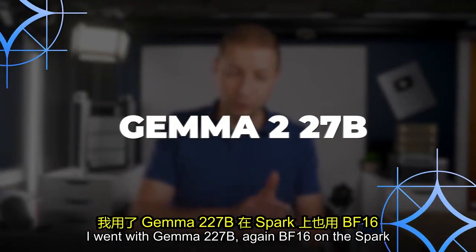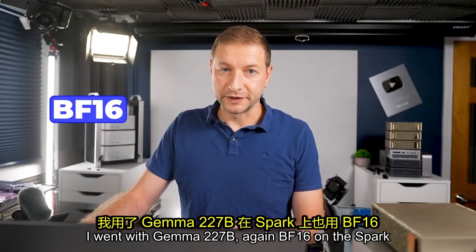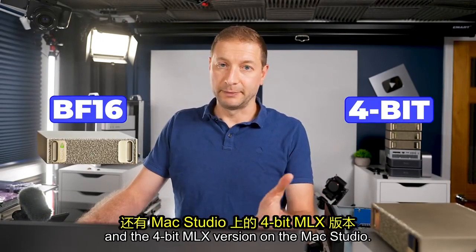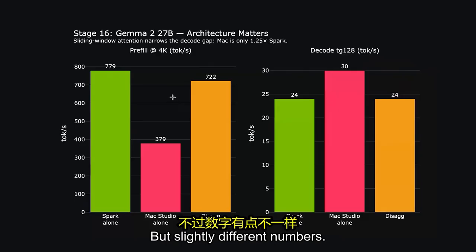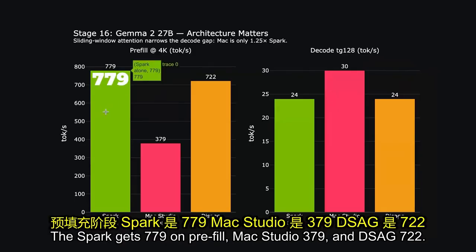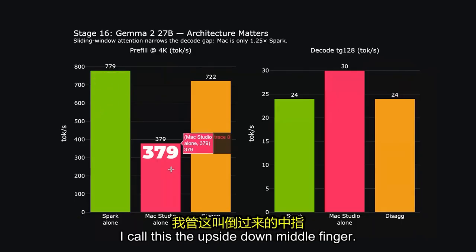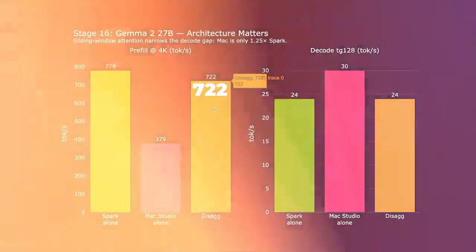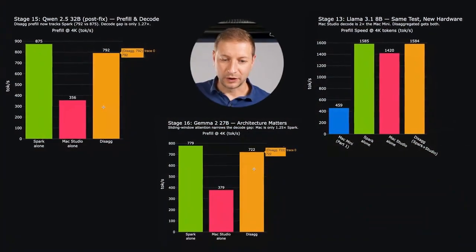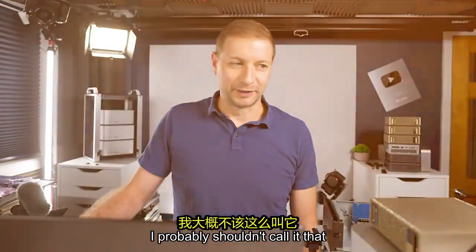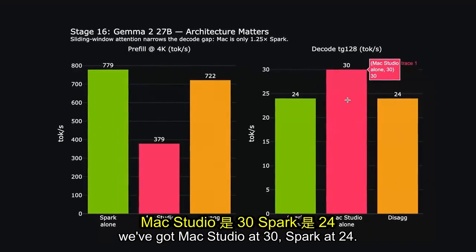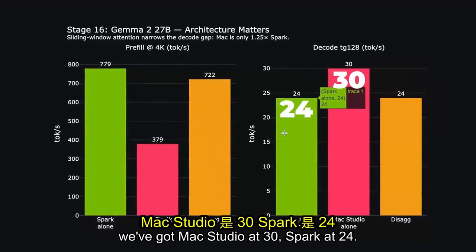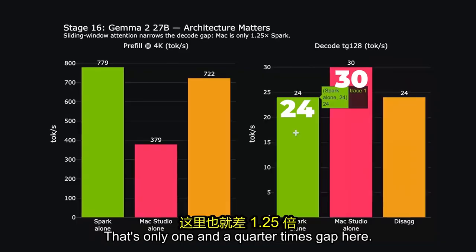I went with Gemma 27B, again BF16 on the Spark, and the 4-bit MLX version on the Mac Studio. Very similar looking chart, right? But slightly different numbers. The Spark gets 779 on prefill, Mac Studio 379, and disag 722. Same shape as before. I call this the upside down middle finger. I probably shouldn't call it that, but that's what it looks like. On the decode side, we've got Mac Studio at 30, Spark at 24, and that's only 1.25 times gap here.